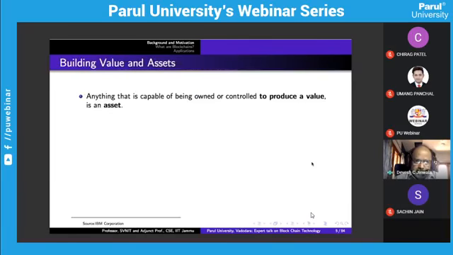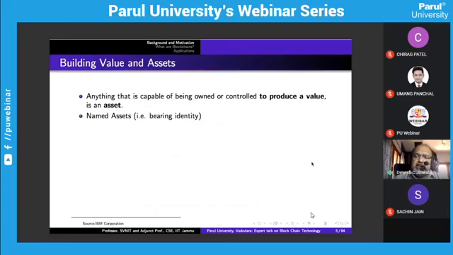Okay, the goal while doing business would be to build value and assets. And what is an asset? Anything which is capable of being owned or being controlled and which produces a value would be an asset. So we might have assets which are tangible assets, which can be actually seen.